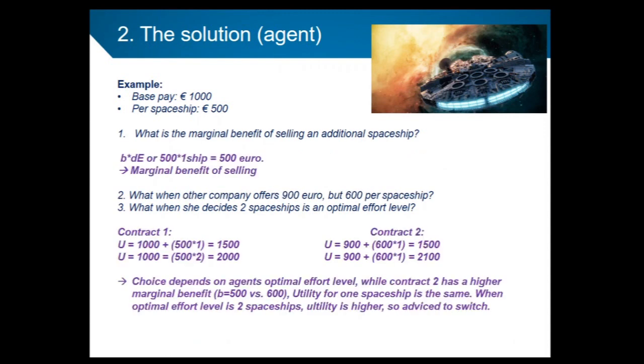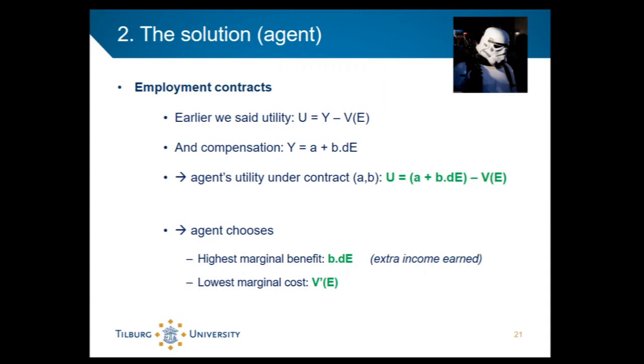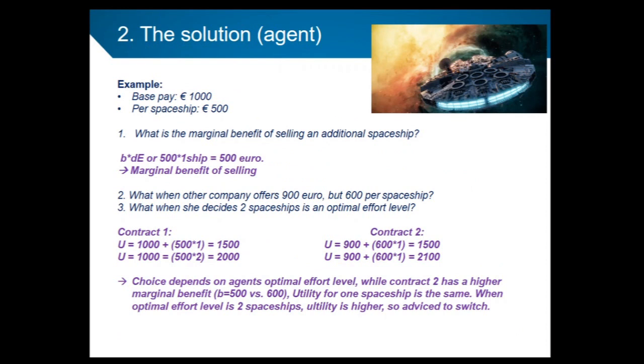So, what is the marginal benefit of selling an additional spaceship? The formula for marginal benefit is displayed here. It's B times differences in effort. So it equals piece rate times effort, or B times E, which of course here is 1 times 500. So what does this mean? The additional benefit of selling an additional spaceship is 500 euros. So if a saleswoman managed to do 3 spaceships a month instead of 2, what is the additional benefit? Well, it's 500 euros. So the B for 1 difference in effort.